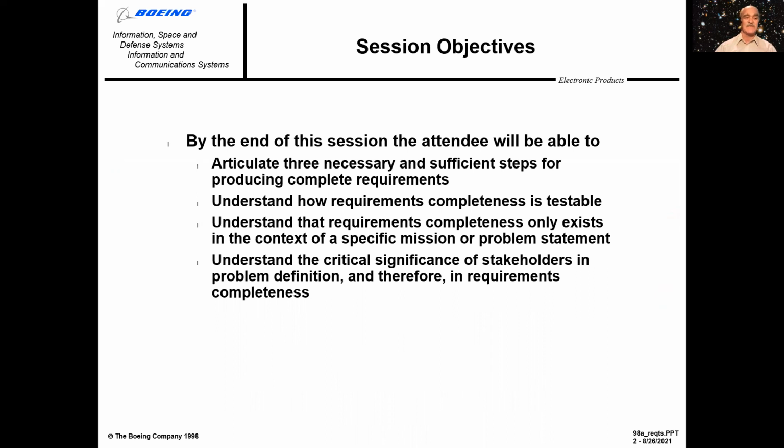I want to emphasize that requirements completeness is not absolute, but it's relative. And I did a paper in 2001, and it's in the Systems Engineering Journal as a correspondence about that. We'll talk about that specifically in this presentation. And understand the critical role of stakeholders in problem definition as related to whether there is such a thing as absolute completeness, or whether it really is a situation of relative completeness.